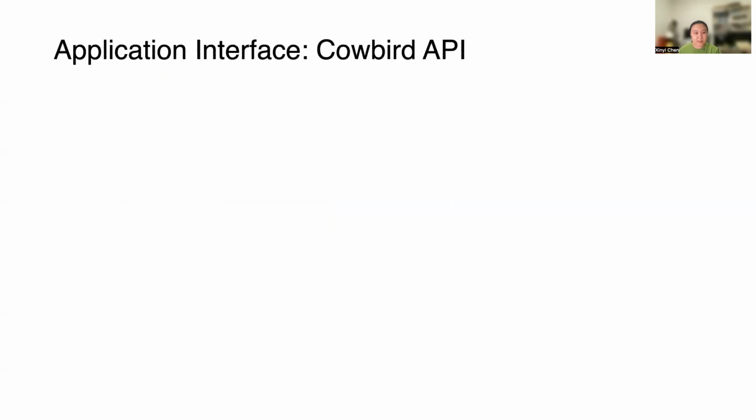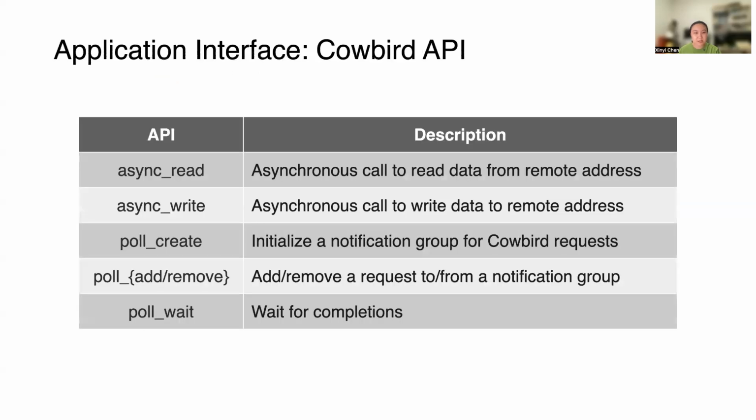As an application, how to interact with Cowbird? Just like simple read, write, and epoll, we provide a very simple interface to use. Due to the time constraints, I will focus on async read as the example during this talk. The application will first call async read to issue a remote read request. Then it will receive a request ID. Using this ID, it can call the function poll to check whether the remote data has been fetched.